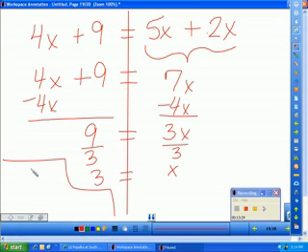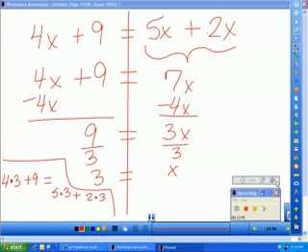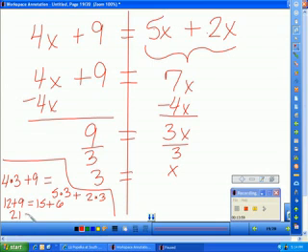So we're going to put our value of 3 back in our original problem. So 4 times 3 plus 9 equals 5 times 3 plus 2 times 3. And let's make sure that it's going to balance. 4 times 3 is 12 plus 9, which equals 5 times 3, which is 15, plus 2 times 3 is 6. 12 plus 9 is 21. 15 plus 6 is 21. Because I put the 3 back into my original equation and both sides of the equation match, I know that I did it right.